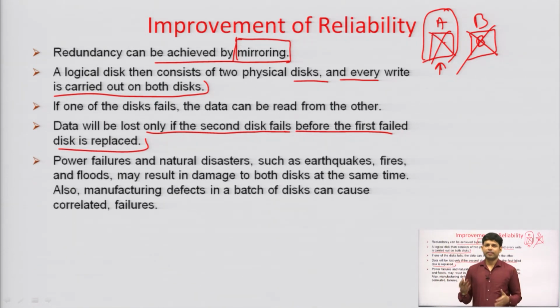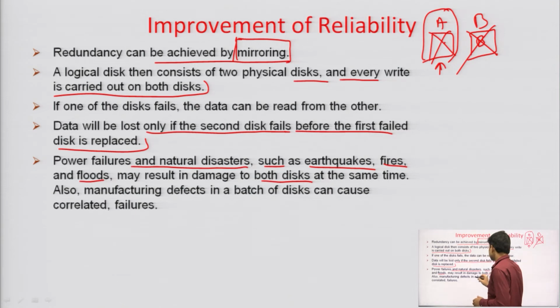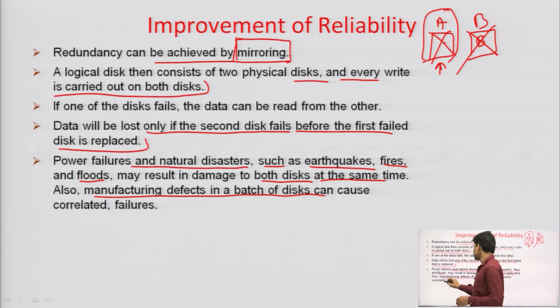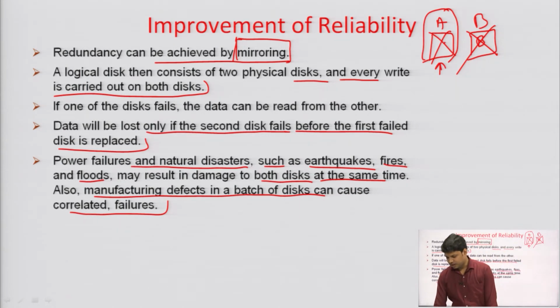Now, there are several other scenarios where we can also face this data loss problem, like power failures and natural disasters such as earthquakes, fires and floods, which may result in damage to both the disks if you are using mirroring, if you are copying data in more than one disk. At the same time, manufacturing defects in a batch of disks can cause correlated failures. Even suppose that wherever the disks are manufactured, if the whole lot of the manufacturing unit is bugged and the product is not coming out well, that is also a cause of disk failure.